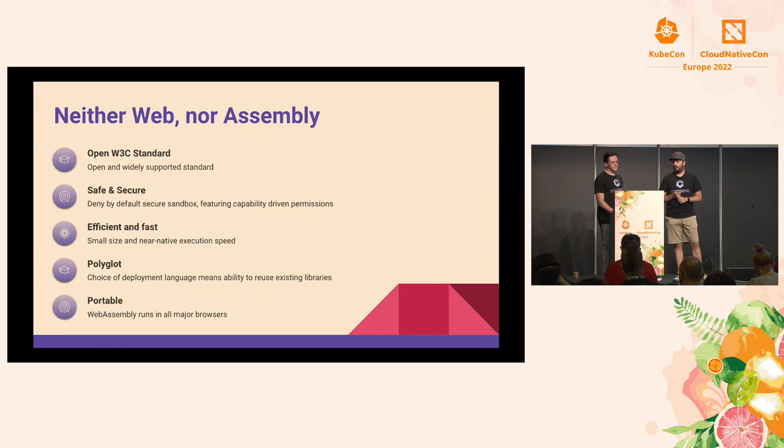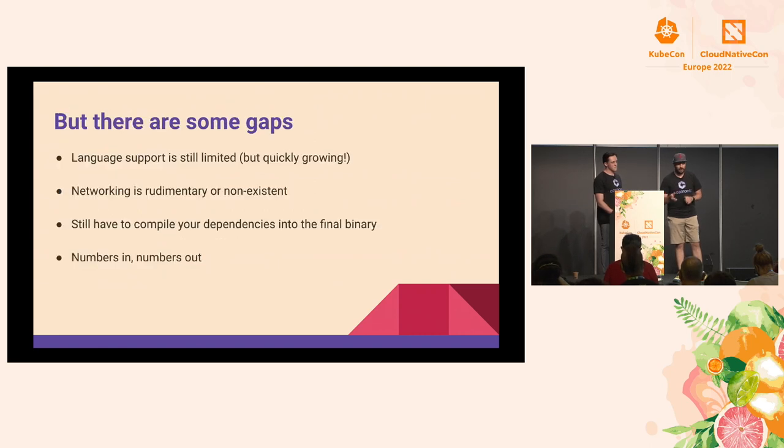So, let's cover a little bit about the gaps here. There are some gaps to just be aware of. One of the things is that language support for WebAssembly outside of the browser is still limited. It's quickly growing, but it's still limited. And so you have to know that that is one of the things that's happening right now in the industry. Networking is generally rudimentary or non-existent. They're just starting to add socket support. It's really great that it's there, but networking support is very limited.